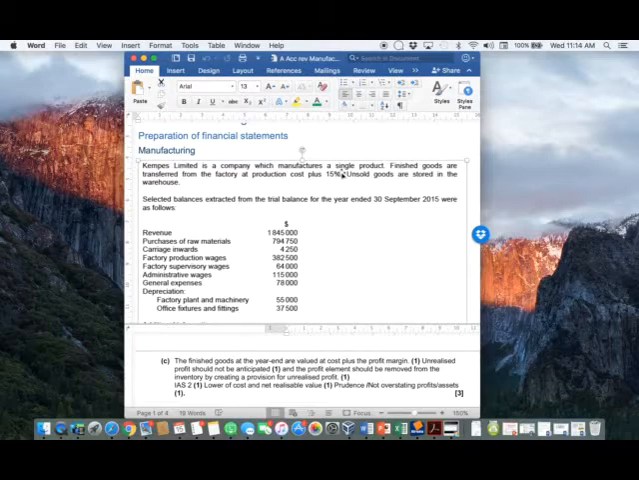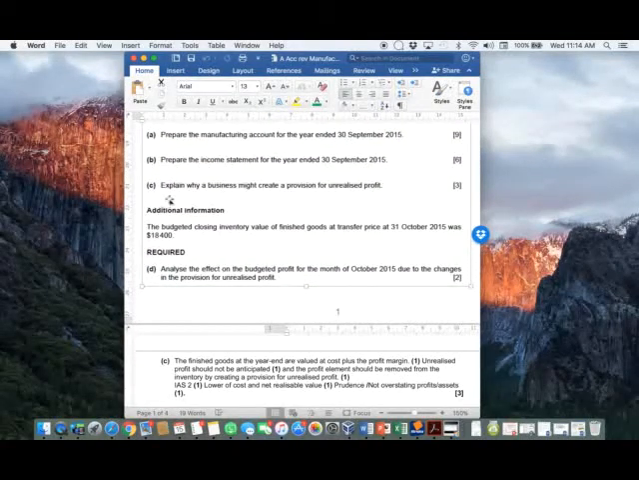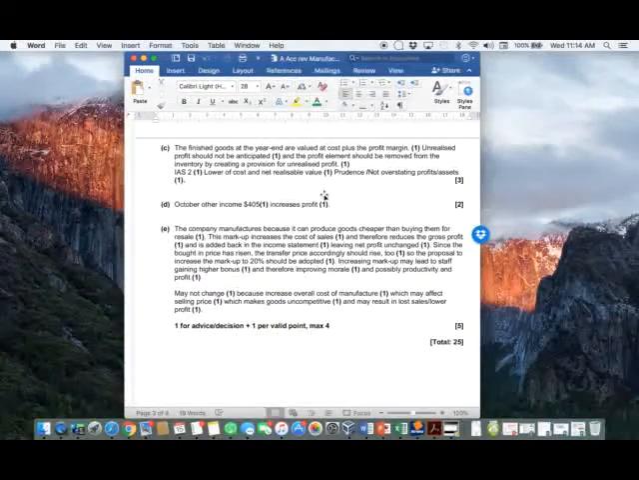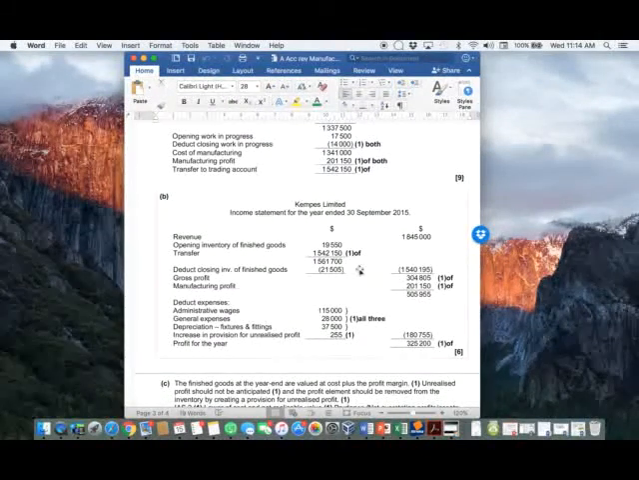Then I want you to go to the additional information which has been given to us at the bottom. And it tells us that the budgeted closing inventory value of finished goods was 18,400 at the end of October. Note, budgeted, as asked in the question. Highlight that 18,400 rand, so that when I refer to it later, you will see exactly where it comes from. I also want you to go to your answers that you prepared for A and B, and I want you to highlight in B in your statement of income, your closing inventory of finished goods was 21,505.